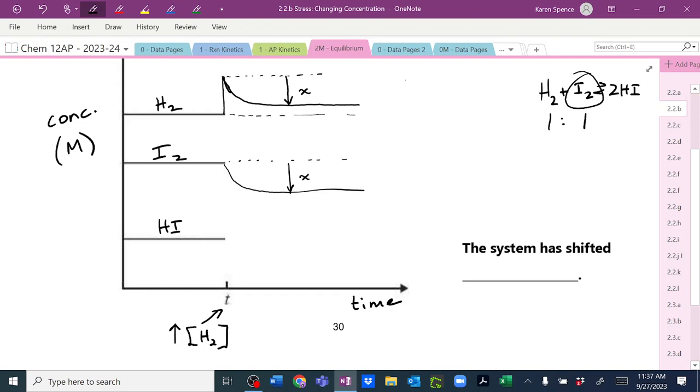They can cross. I mean, they're not really colliding. It's just the concentrations are, you know, one's becoming more than the other.